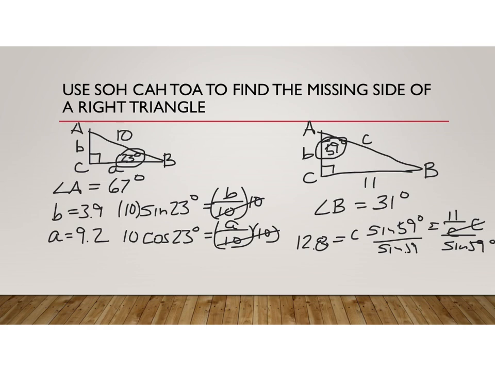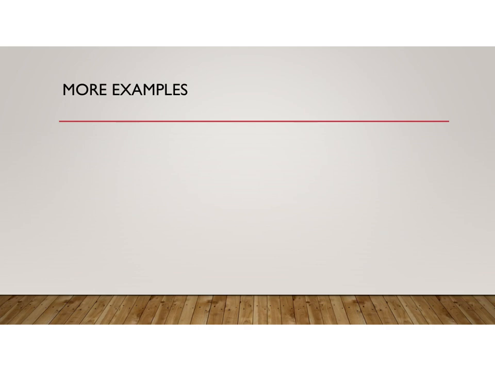To find side B using the 59 degree angle, I know opposite, trying to find adjacent, I would use tangent. So tangent of 59 would be 11 over B. Variable's in the bottom, I'm going to divide. So 11 divided by the tan of 59 gives me 6.6. So that's finding a missing side of the triangle.